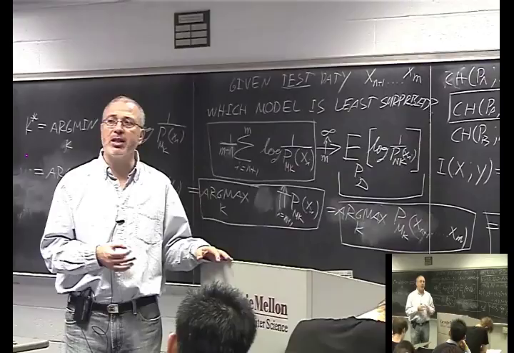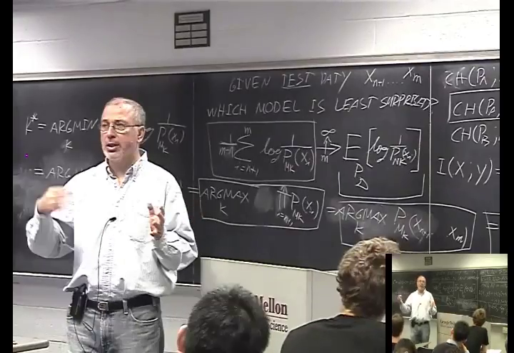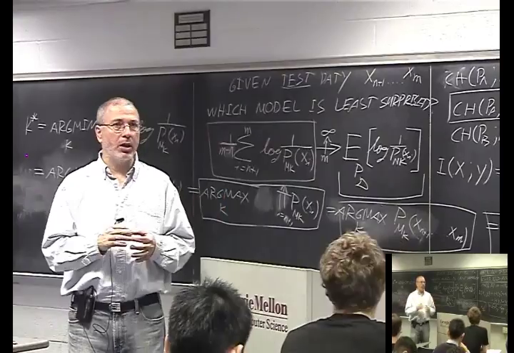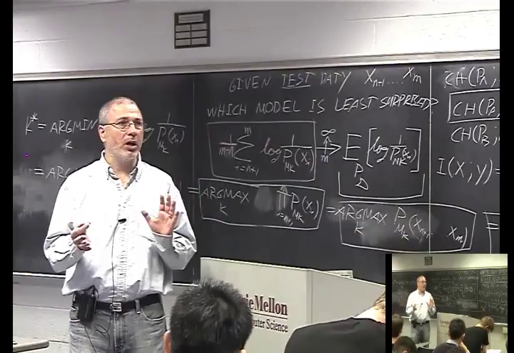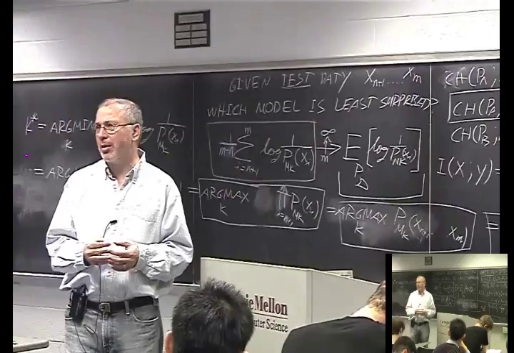If you deal in space of probabilities, you want a model that assigns the highest likelihood to the data you observed. If you think in terms of information theory, you want a model that is minimally surprised by the data you observe. But being minimally surprised and assigning the highest likelihood are kind of the same thing.